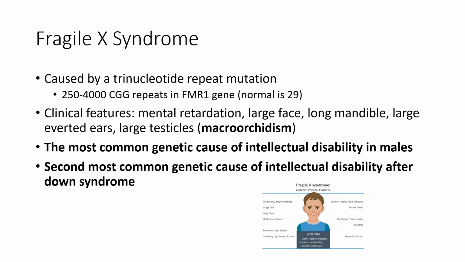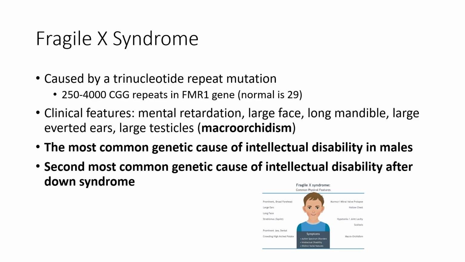The problem lies in the FMR1 gene, which normally contains about 29 CGG repeats. In Fragile X, that number explodes, anywhere from 250 to over 4,000 repeats. At that point, the DNA becomes heavily methylated, transcription shuts down, and the gene is effectively turned off. No messenger RNA, no protein, no buffering of synaptic development.